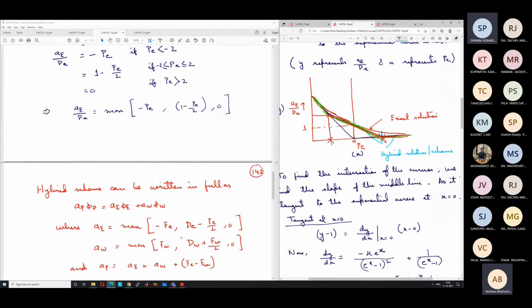Remember, Fe and D can be easily calculated at the interfaces. So we know what is AE. Similarly, we can also find AW, which we will not do. You can try on your own. Okay. It's not necessary, but it can be found to be maximum of FW, DW plus FW by 2 and 0. Okay. Just a second.